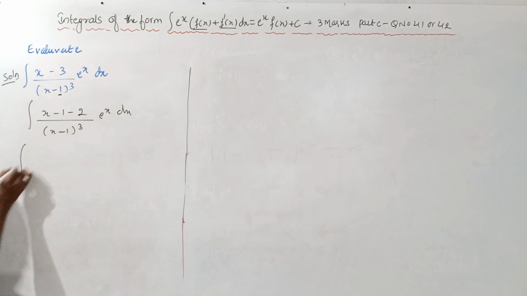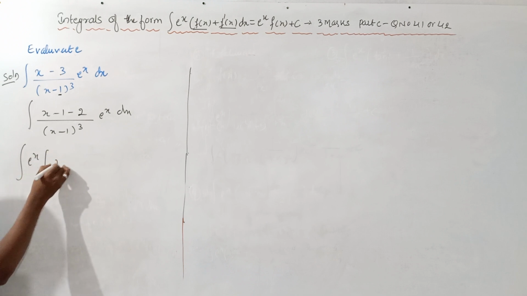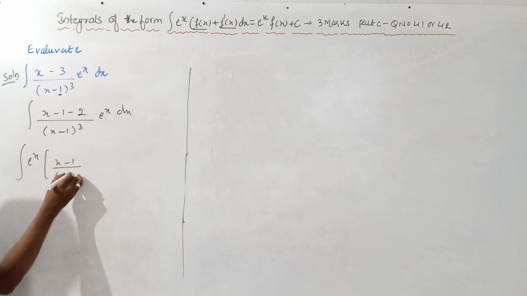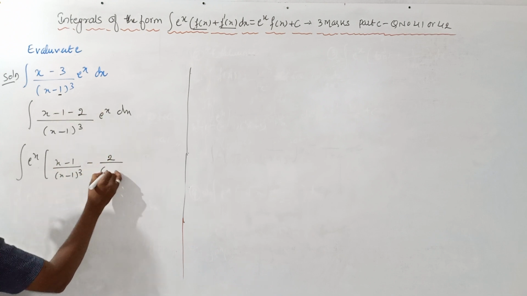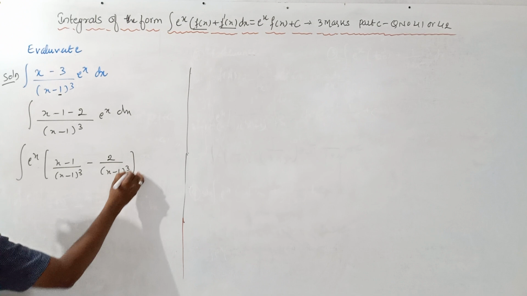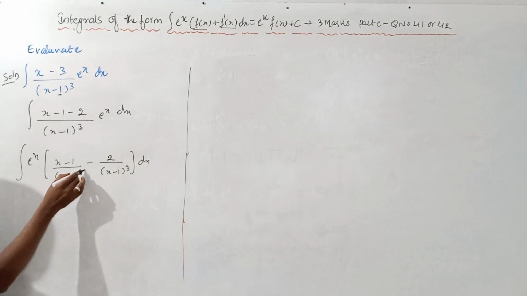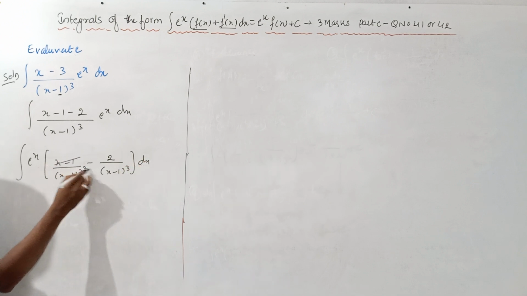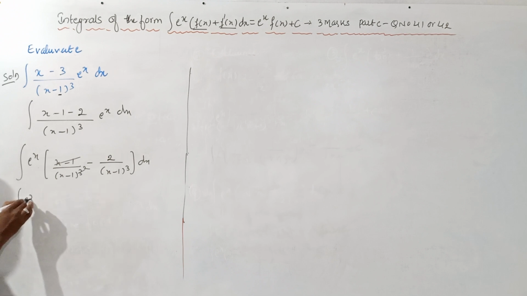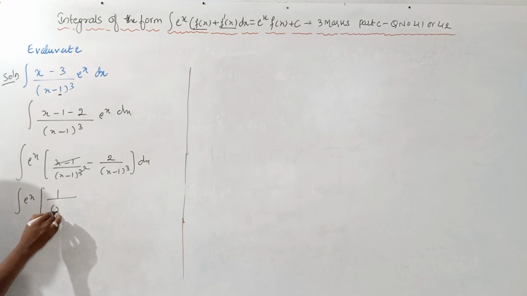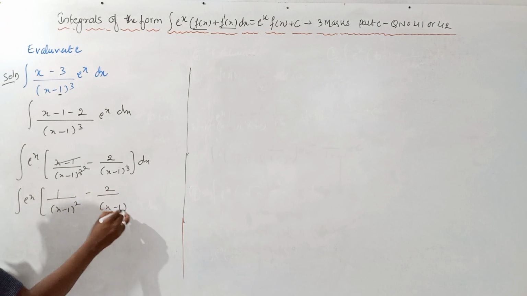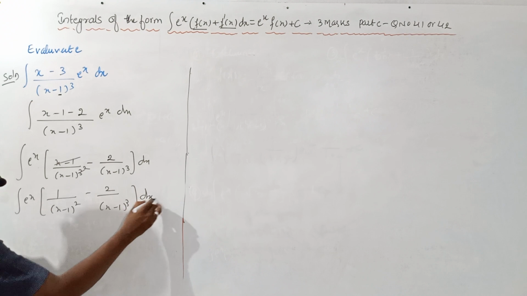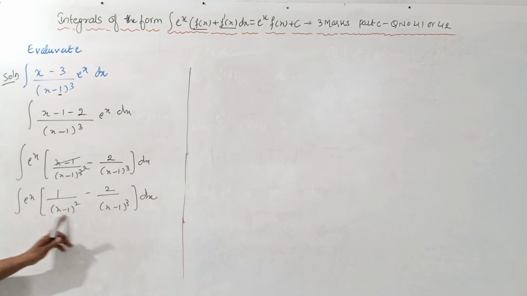Now I am writing e raised to x here, and x minus 1 divided by (x minus 1) whole cube minus 2 divided by (x minus 1) whole cube, dx. The x minus 1 cancels, and the square remains. Now e raised to x into 1 divided by (x minus 1) whole square minus 2 divided by (x minus 1) whole cube dx. This is f of x and this is f dash x.